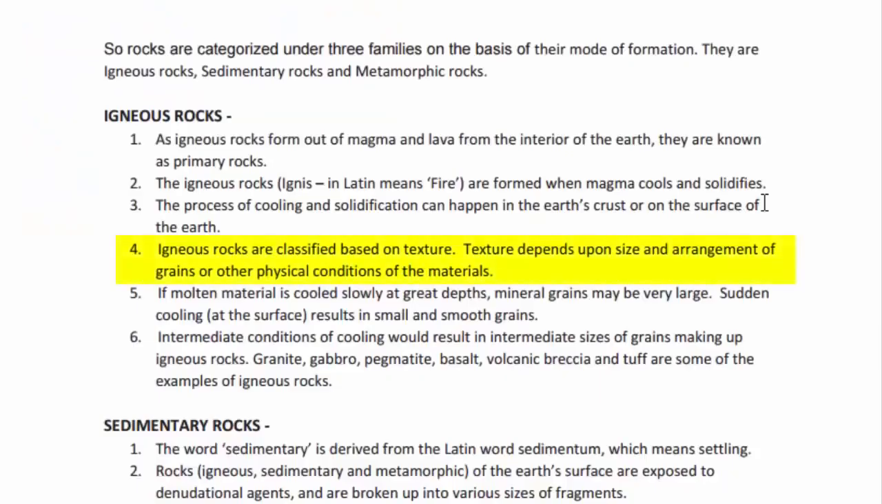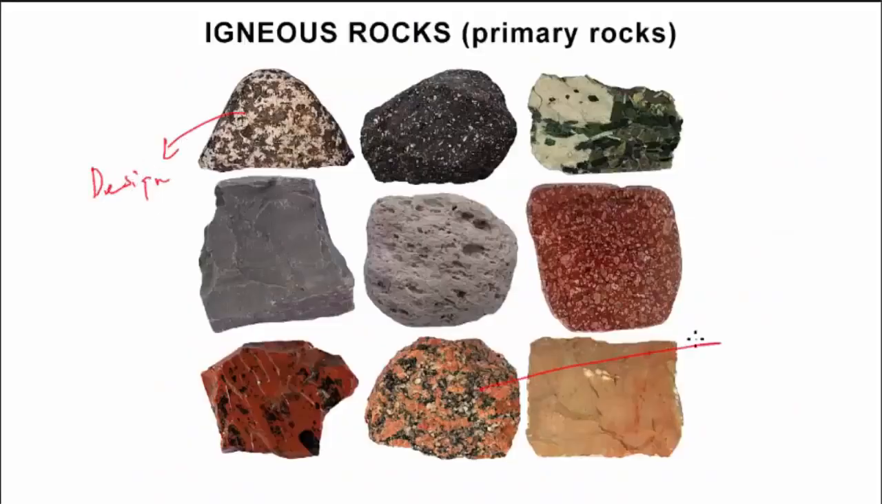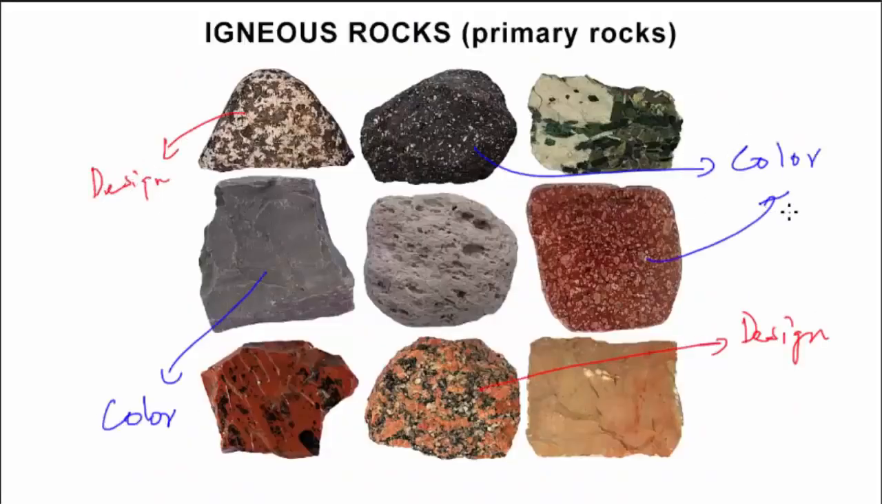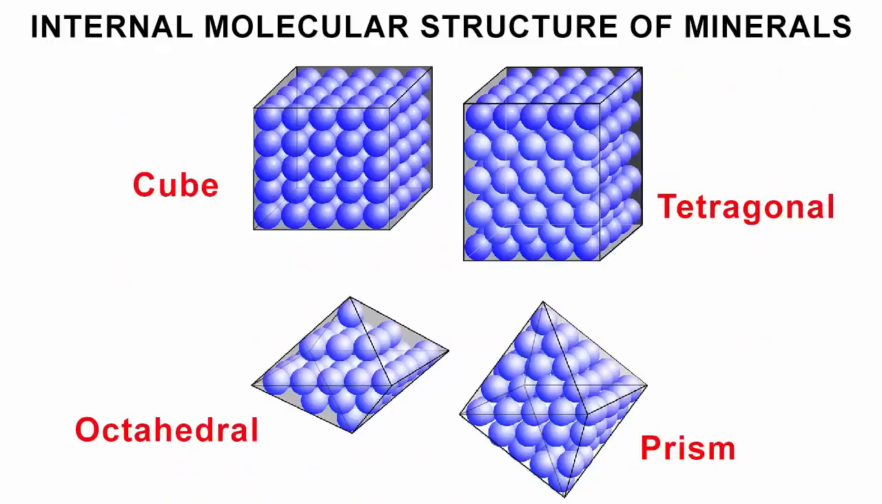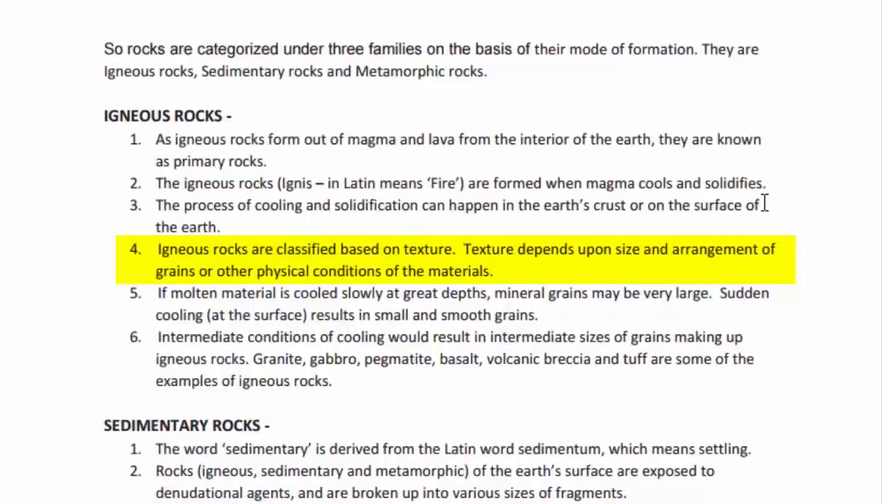Igneous rocks are classified based on texture. When we say texture, we mean something like this. Look at the color as well as design pattern. And this texture depends upon size and arrangement of grains or other physical conditions of the materials. If you remember while reading about physical properties of minerals, there we read that the external shape depends upon the molecular arrangement of crystals within. So rocks are these tiny soil debris packed together, and depending upon these debris, the color of the grains, the overall external look will be dependent on it.